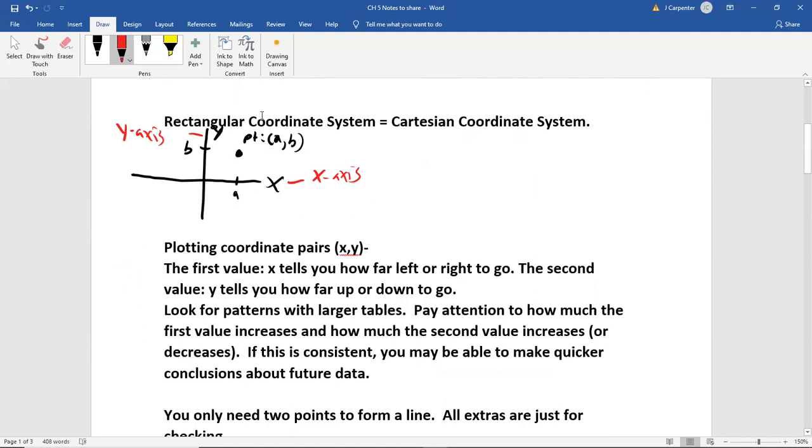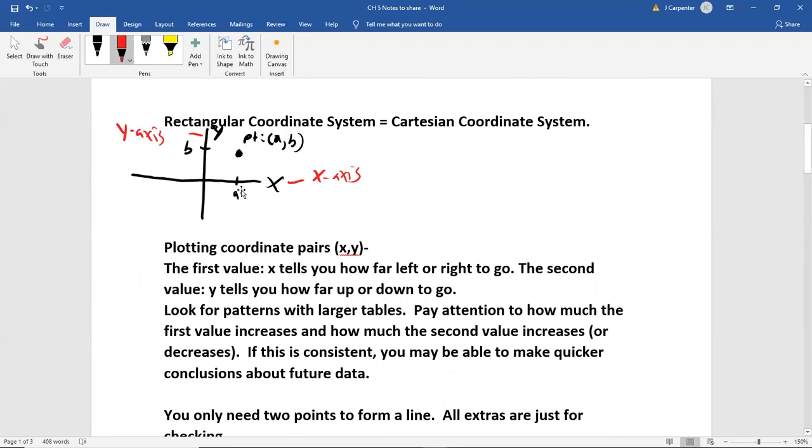And then any point, any location on that two-dimensional plane, and be glad we're not graphing in 3D, that's much more complicated, can be described with a pair of numbers. The first number is what we call the x-coordinate. That tells you how far left or right you go.